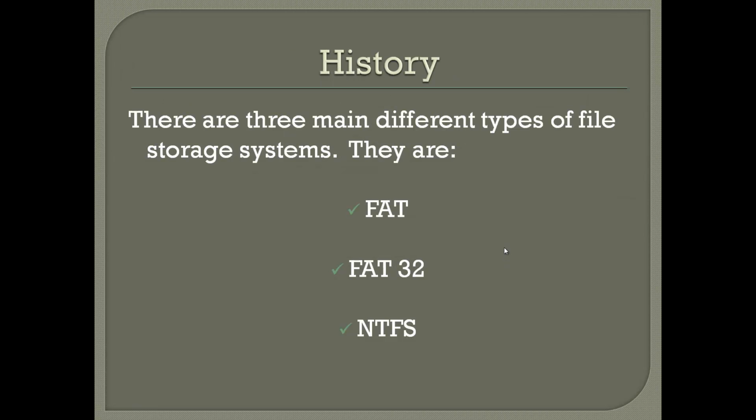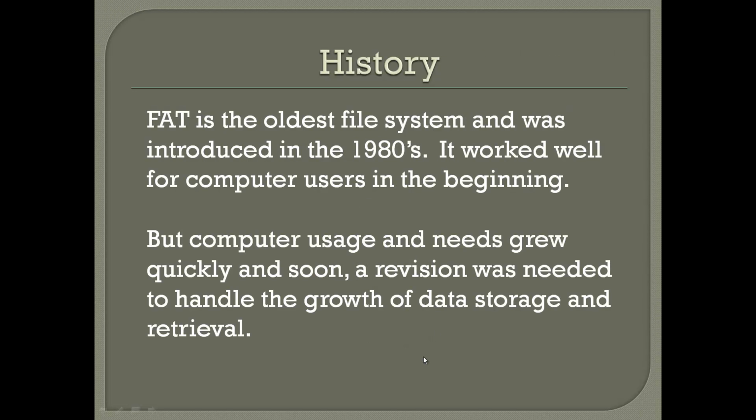Just a little bit of history about the different types of file storage systems. There are three main types, although there are lots of different file storage systems out there. But these three main ones work on most all of our operating systems, and they are FAT, FAT32, and NTFS. FAT is the oldest file system. It stands for File Allocation Tables, and it was introduced in the 1980s.